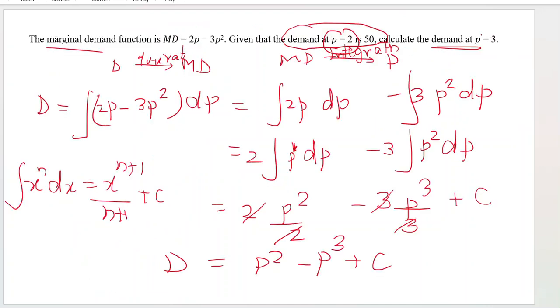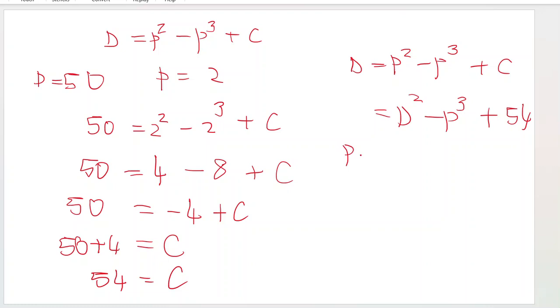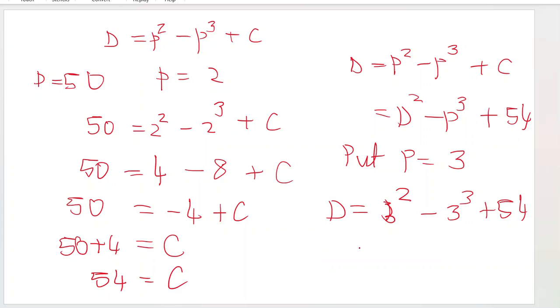Now the problem is we have to also calculate the demand at p equal to 3. That means in this problem we have to put p equal to 3. So therefore demand will be 3 square minus 3 cube plus 54. 3 square is 9, 3 cube is 27, plus 54, and this calculation will lead the answer as 36. This solves the problem.